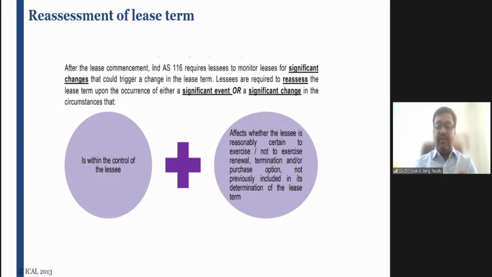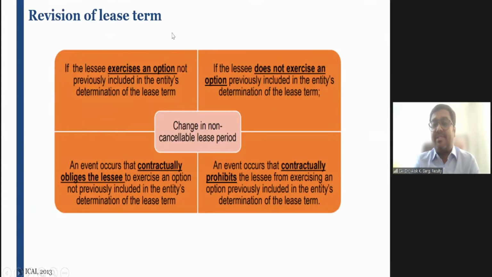Of course, it is for the cases where the circumstances are in the control of the lessee, right? Whether the lessee is able to determine that yes, it is going to be changed or it is not going to be changed. There are some scenarios given for the reassessment of the lease term, and the standard says that the lease term needs to be revised in these 4 circumstances. There is a change in the lease period, right?